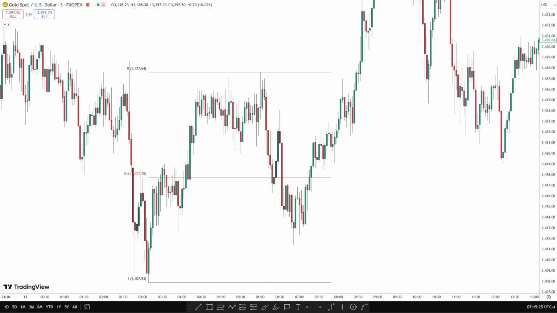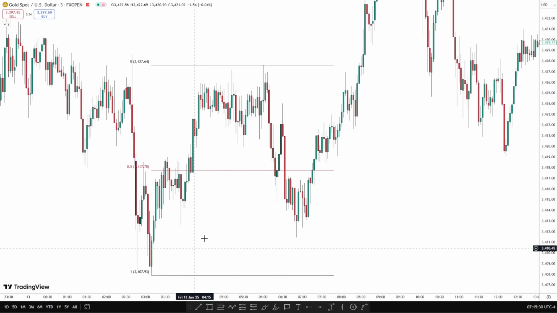Okay, so right here I have my bullish demonstration. As you can see, we've got our range here. We have our swing low to our swing high. This is a 3-minute example. As you can see, price has created a lot of low resistance liquidity again down here.